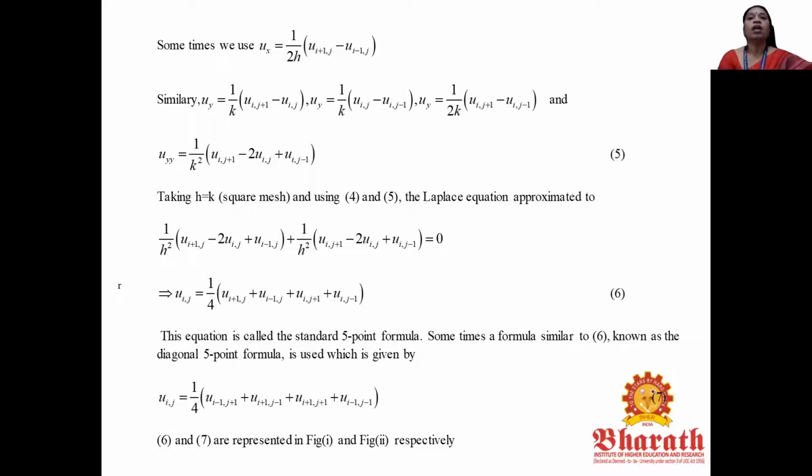So this equation is called the standard 5-point formula, and very frequently we will be using this in the problems. Sometimes a formula similar to equation number 6, known as the diagonal 5-point formula, is used, which is given by u of i comma j is equal to 1 by 4 into u of i minus 1 comma j plus 1, plus u of i plus 1 comma j minus 1, plus u of i plus 1 comma j plus 1, plus u of i minus 1 comma j minus 1. So equations 6 and 7 are represented in figures 1 and 2 respectively.